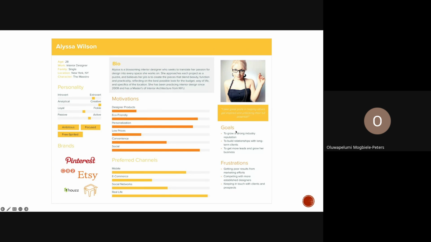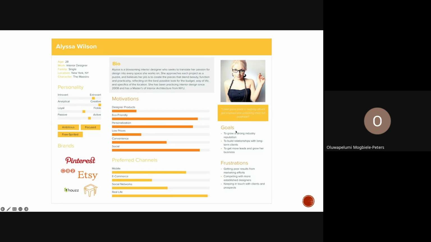Don't forget, it is a fictional character, but it is based on real data and research. So the research we are looking at is to say that we are looking for users that are not entry levels. They have gained a level of mastery in their trade. They like designer products. They are extroverted. They are creative. They are ambitious people. Yeah. Next thing. What's the next one?